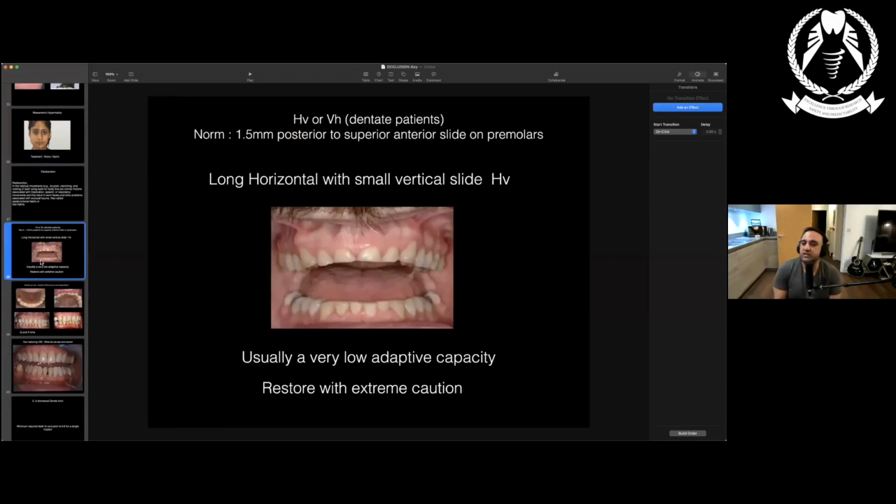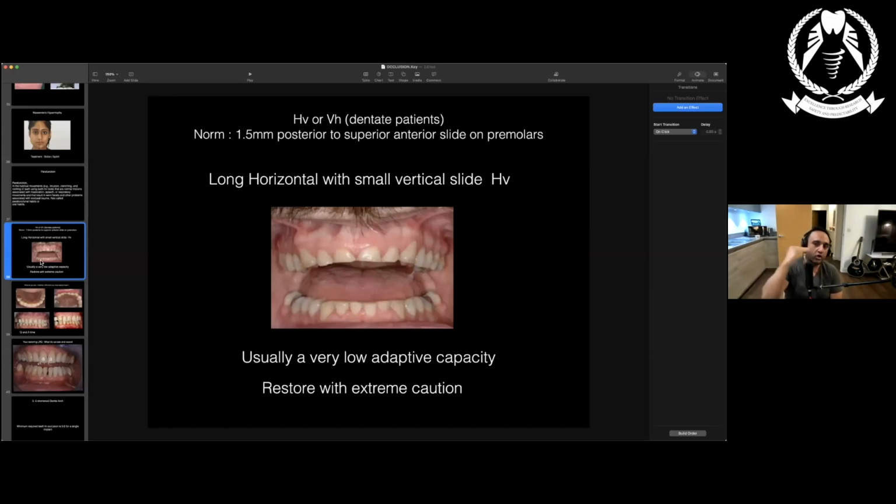So this patient has a very low adaptive capability. And we're going to talk about the HV or VH slides, right? So that's a long horizontal slide. If you're all fully dentate and you curl your tongue back, your first point of contact will be on the posterior part of your premolars, on the cuspal inclines, and then your jaw will slide slightly forward. So I'm doing it at the same time, slightly forward. And that's basically a normal situation, right? Which is 1.5 millimeters posterior to superior for the first contact of your mandible coming vertically upwards like that.